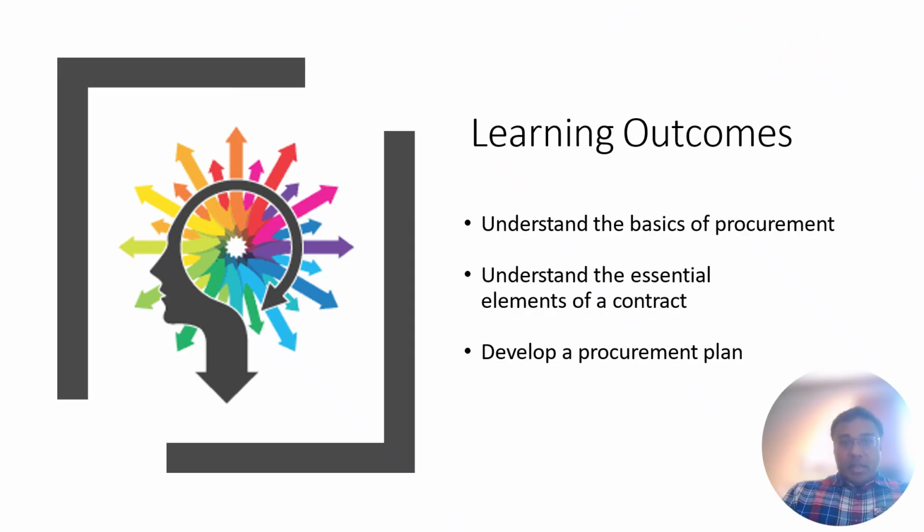Here are the learning outcomes. By the end of this session, you should be able to understand the basis of procurement, understand the essential elements of a contract, and develop a procurement plan. These are three main outcomes built on one another. First, we'll clarify what the procurement process is and how it works. Then we will explore what makes a contract legally binding, and finally, we translate that into practical planning steps you can use in your project.